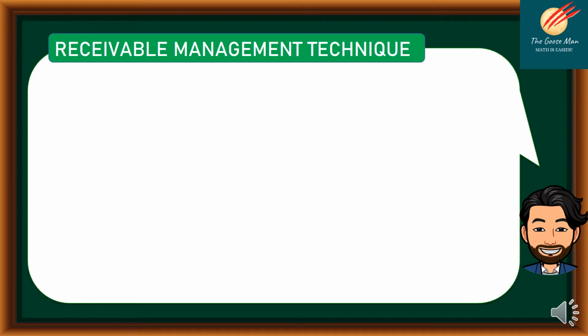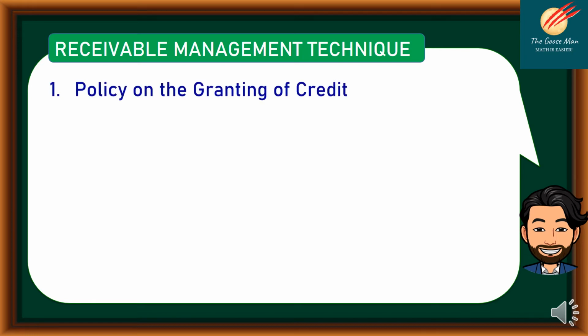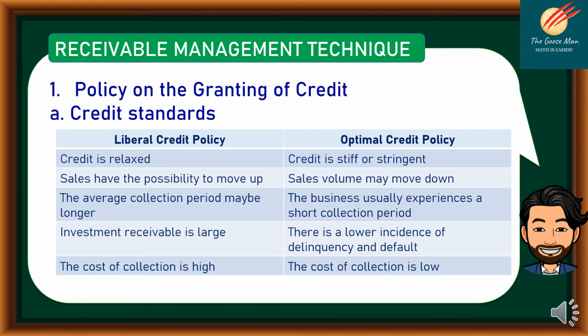Let's move on to receivable management techniques. The receivable management techniques focus on the formulation of policies relative to the following two basic phases of receivable. We have the granting of credit and the collection of receivable. The first one is the policy on granting of credit. Take note that we will have what we call credit standard. Here we have two types of credit standards. We have either the liberal credit policy or the optimal credit policy.